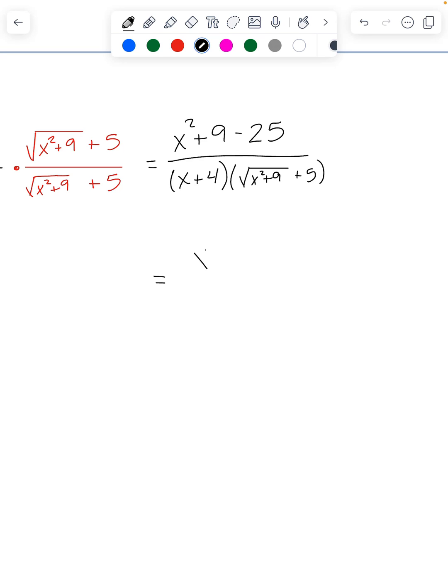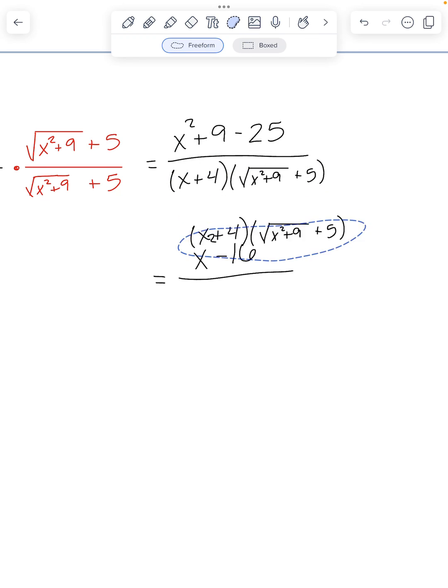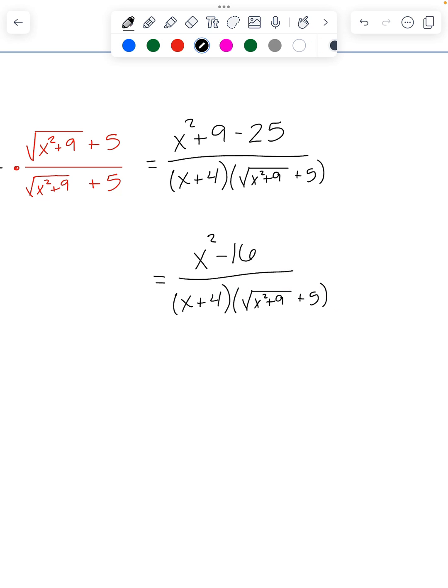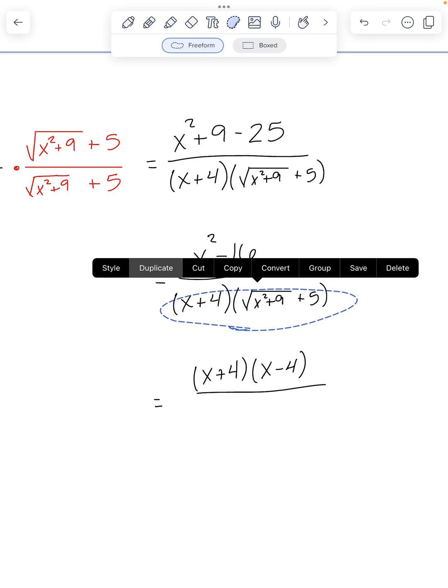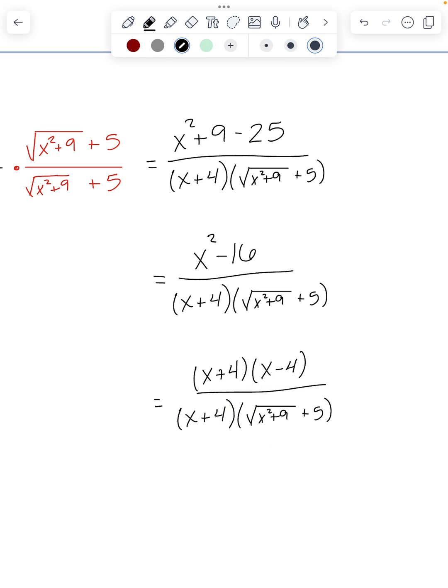I can simplify that as x squared minus 16 over all of this stuff. And because I remember my algebra, I can simplify this as x plus 4 times x minus 4 in the numerator over that same denominator, and this is why we didn't distribute earlier. The reason why we left this part out was so that I could reduce it now.